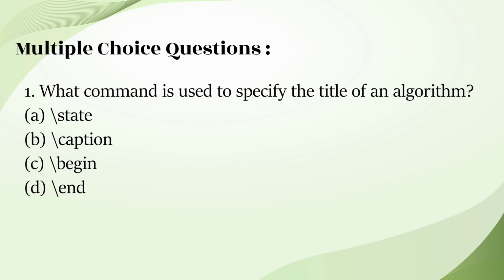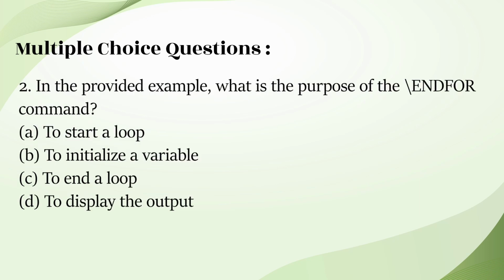So as we have discussed already, the correct option will be B, the caption. The caption command is used to specify the title of an algorithm. The second question is, in the provided example, what is the purpose of the endfor command? The options are to start a loop, to initialize a variable, to end a loop, and to display the output. So the correct answer is to end a loop. The endfor command, as we have discussed already, is used to end a loop.